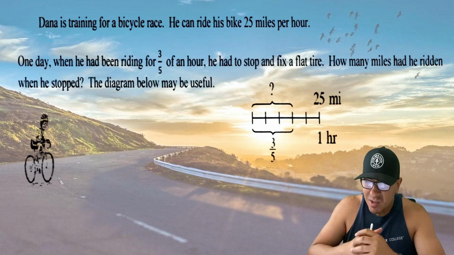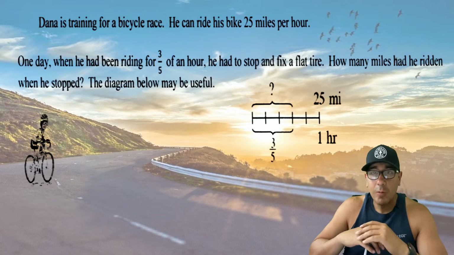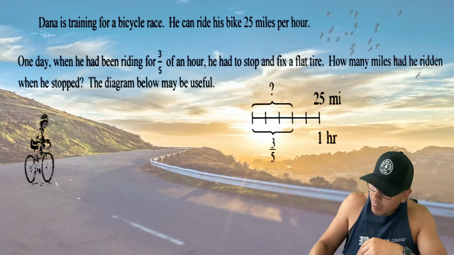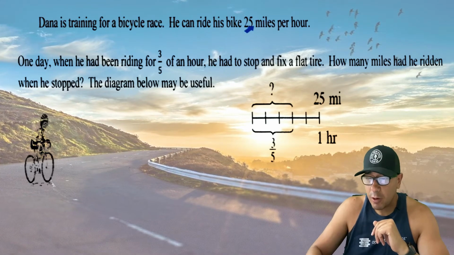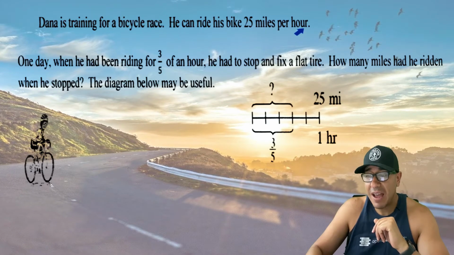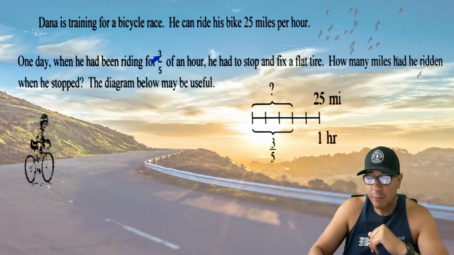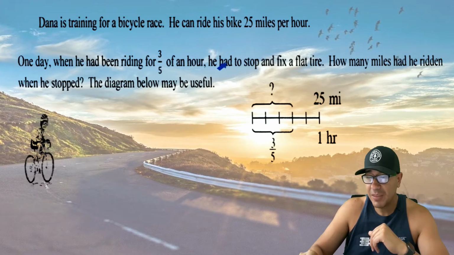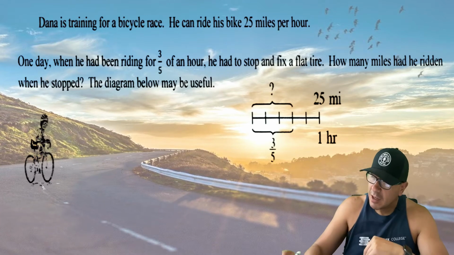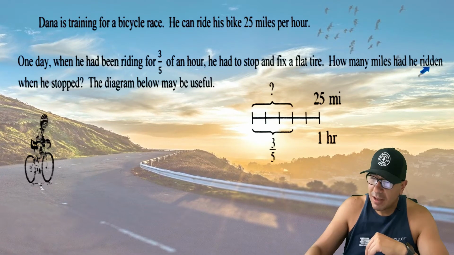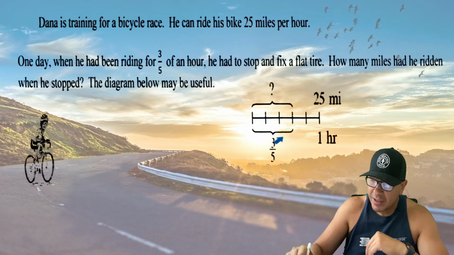Alright, so let's look at this problem here. We got a word problem. We got my friend here, he's training for a bicycle race, right? And he could ride his bike 25 miles per hour. One day he had been riding for 3/5 of an hour. He had to stop and fix a flat tire. Don't you hate when that happens? So how many miles had he ridden when he stopped? And the diagram below is useful.